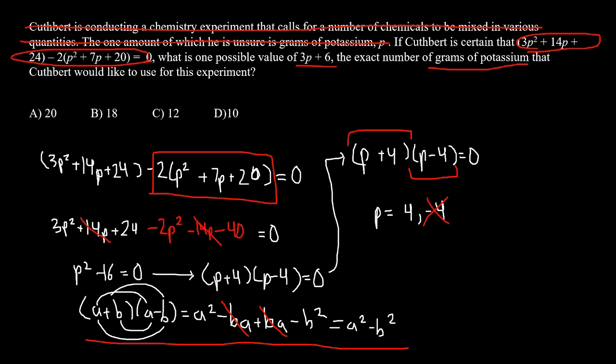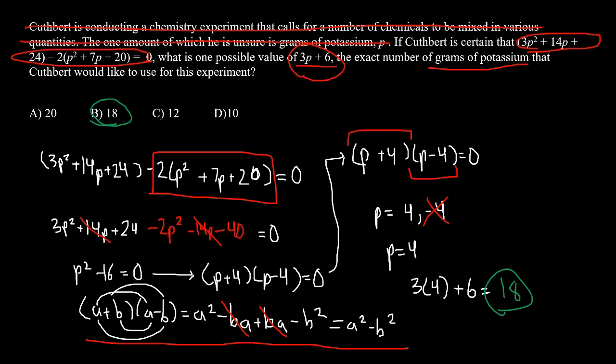So we can substitute p equals 4 in the final equation up here. Remember, 4 is not our final answer. Let me substitute it into this equation. So we're going to get 3 multiplied by 4 for p, plus 6. 3 times 4 is going to be 12, plus 6 is going to be 18. So 18 is our final answer. So the correct answer is B.